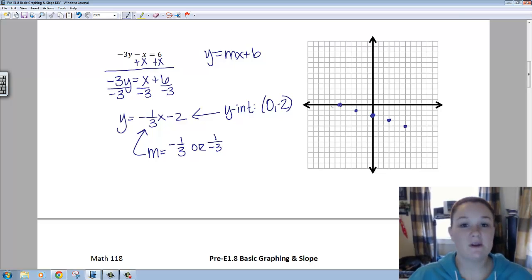Once you have sufficient points, which to me is usually 3, if you have at least 3, you should be able to tell if your line is looking normal. Sometimes I like to do a little extra. All right, let's look at one more.